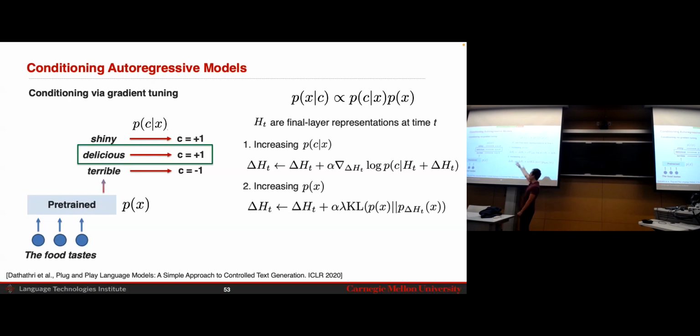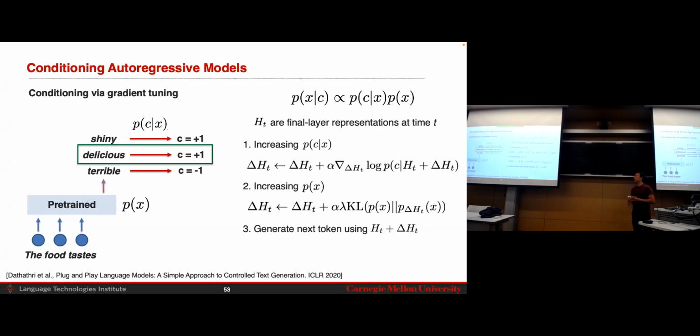But typically gradient ascent in p of x space is really hard because you have to go through a whole language model. Their trick to approximate this increasing p of x is just to define a KL divergence between my initial p of x, so what the language model initially outputs, and the new distribution of words given my new language model with this delta h_t. So ideally, you make sure that the changes to my language model aren't so much that it diverges too much from my original language model. And finally, I'm going to generate my next token using h_t plus delta h_t.